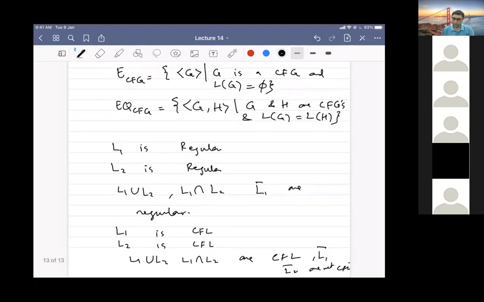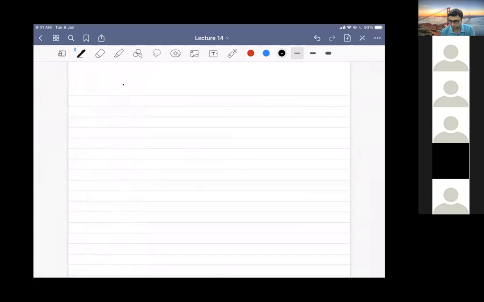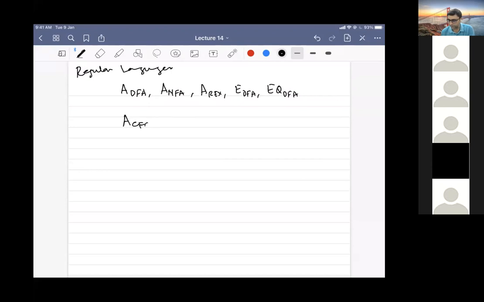Anyway, so we considered so many languages. For example, we considered A_DFA, then we considered A_NFA, we considered A_REX, we considered E_DFA, EQ_DFA. These are for regular languages, right? Then for context-free languages, we have A_CFG, and then we have E_CFG, and then we have EQ_CFG. These are for context-free. So these are all decidable.